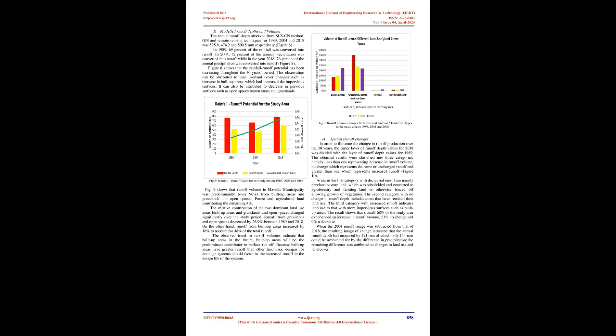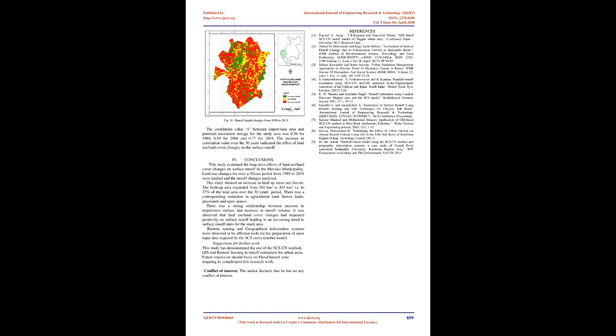Fig. 9 shows that runoff volume in Mavoko Municipality was predominantly, over 96%, from built-up areas and grasslands and open spaces. Forest and agricultural land contributing the remaining 4%. The relative contribution of the 2 dominant land use areas, built-up areas and grasslands and open spaces changed significantly over the study period. Runoff from grasslands and open spaces decreased by 26.9% between 1989 and 2018. On the other hand, runoff from built-up areas increased by 18% to account for 48% of the total runoff.